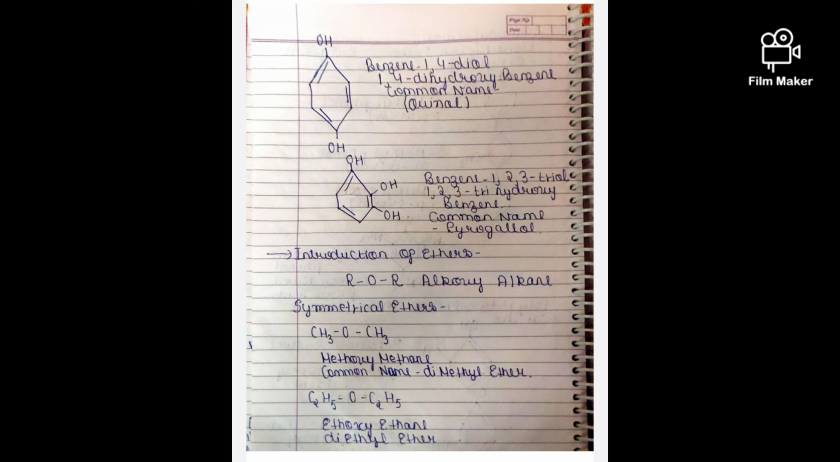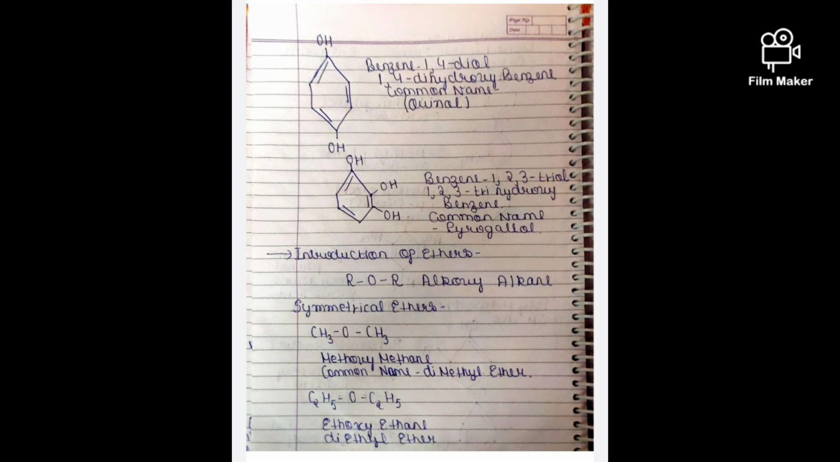So here we are finished with the classification of alcohol and phenol. Now let's move to classification of ether. First of all, what is ether? The ROR group, alkoxyalkane, is an ether. And ether is also classified into two types. First is symmetrical ether and second is unsymmetrical ether.